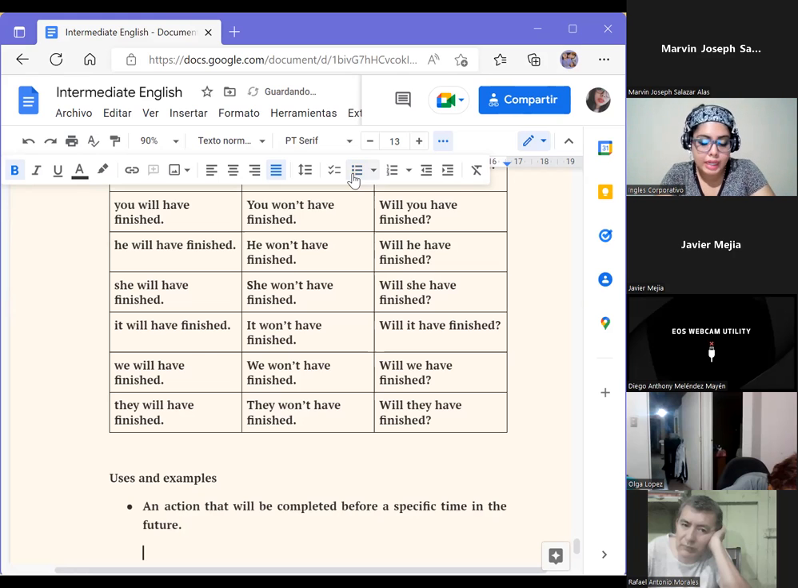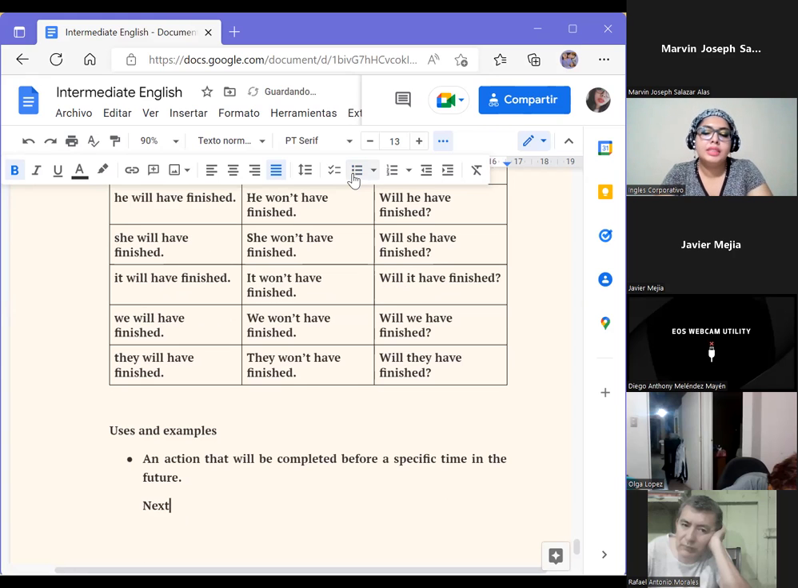And we have the example. It says, "Next September, we will have been married for 15 years." In this case, we can say that it's kind of certain that next September you are going to have something like this, because it's not something new. This has been happening for a long time.